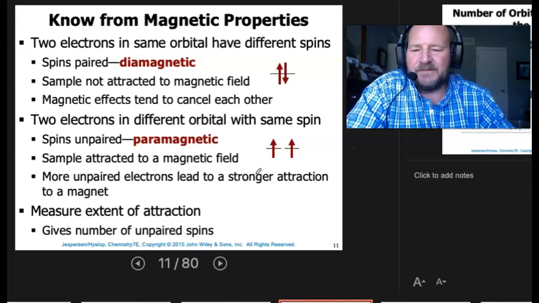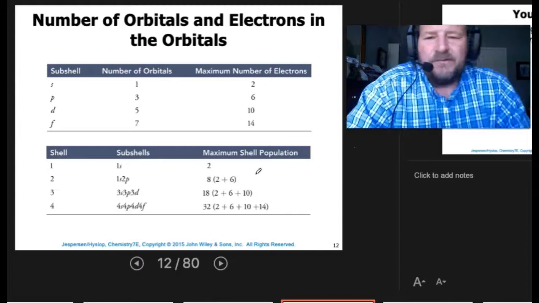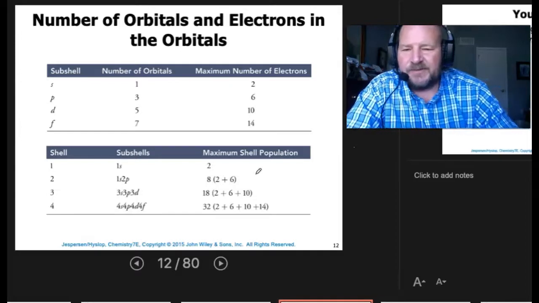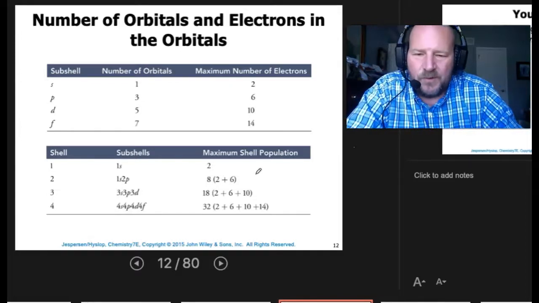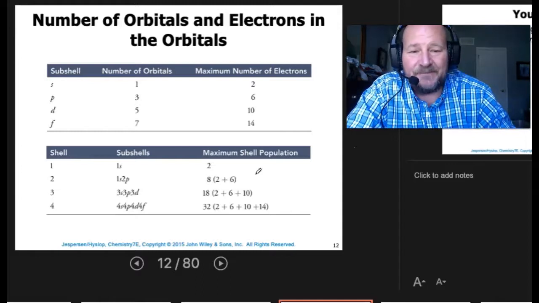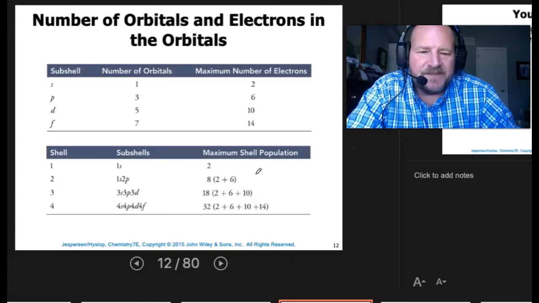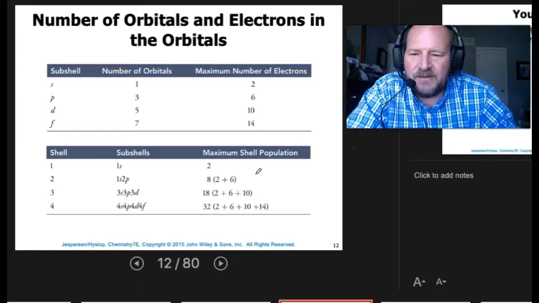That's going to give the number of unpaired spins, right? So the number of orbitals and electrons in the orbitals. S can only have one orbital, which can hold a maximum of 2 electrons. P has 3 orbitals, right? Because it's -1, 0, +1, for 6 total electrons. D would be 5 orbitals, 10 electrons. F would be 7 orbitals, 14 electrons.